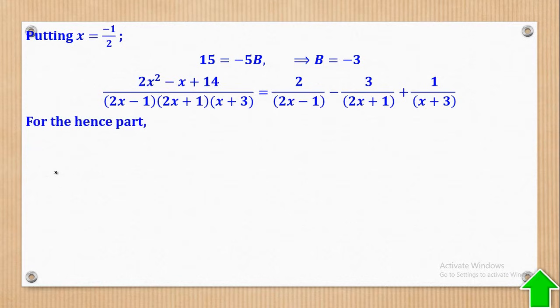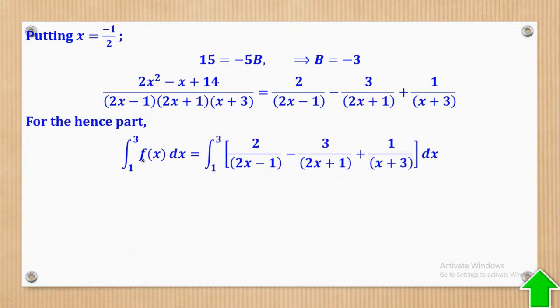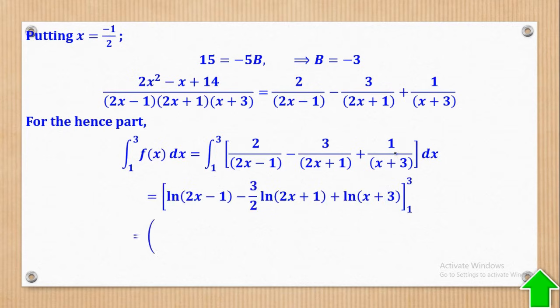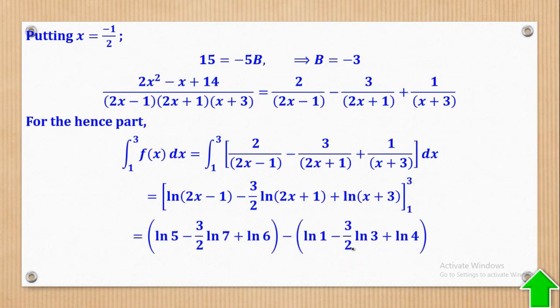Therefore, go to the hence part. The hence part, they wanted us to integrate it when the limits are there. So I'll come and substitute this f(x) with these partial fractions. Then I'll integrate. Integrating, this gives you that, and this gives you this, and this gives you that. Hope by now you know how to integrate such. Then substitute limits and then use a calculator to come up with that value.